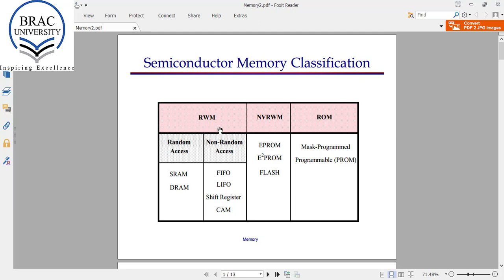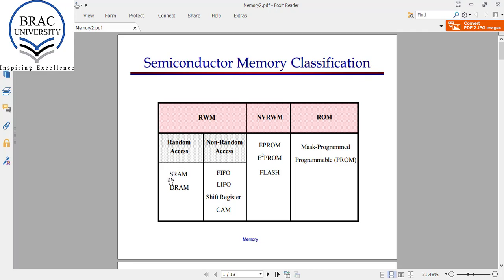So for the classification, here we have first read and write memory, that can be divided into two categories. First, random access and second, non-random access memory. For random access memory, you can access any location of the memory at any time by selecting the address and bit location. But for non-random access memories, you cannot directly access any location at any time. You need to follow a procedure to extract or write data in a certain location.